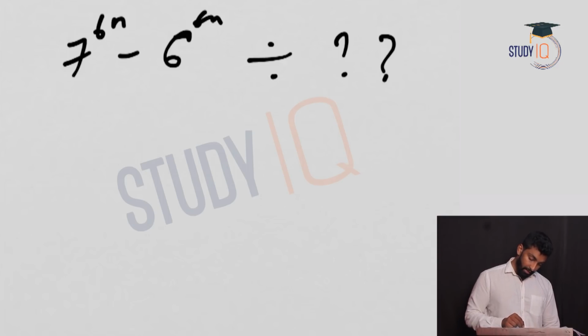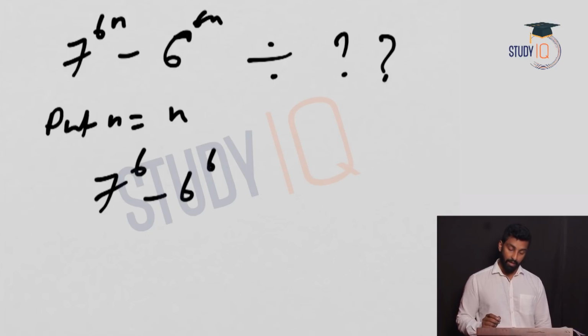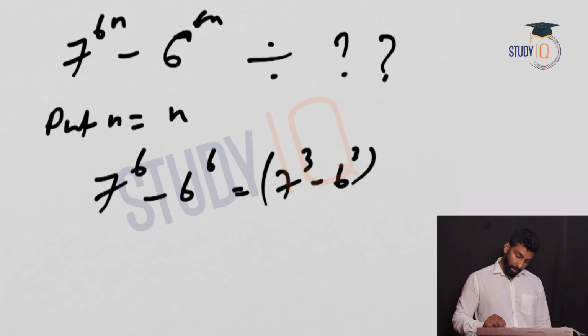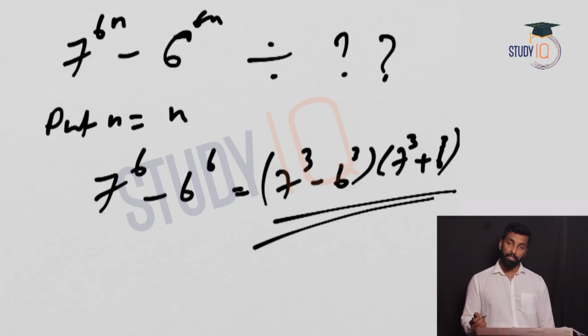Just put n is equal to 1. You will get 7 raised to 6 minus 6 raised to 6. So 7 raised to 6 minus 6 raised to 6 means (7 cube minus 6 cube) into (7 cube plus 6 cube). We are just writing it in terms of a square minus b square, that is (a plus b) into (a minus b).